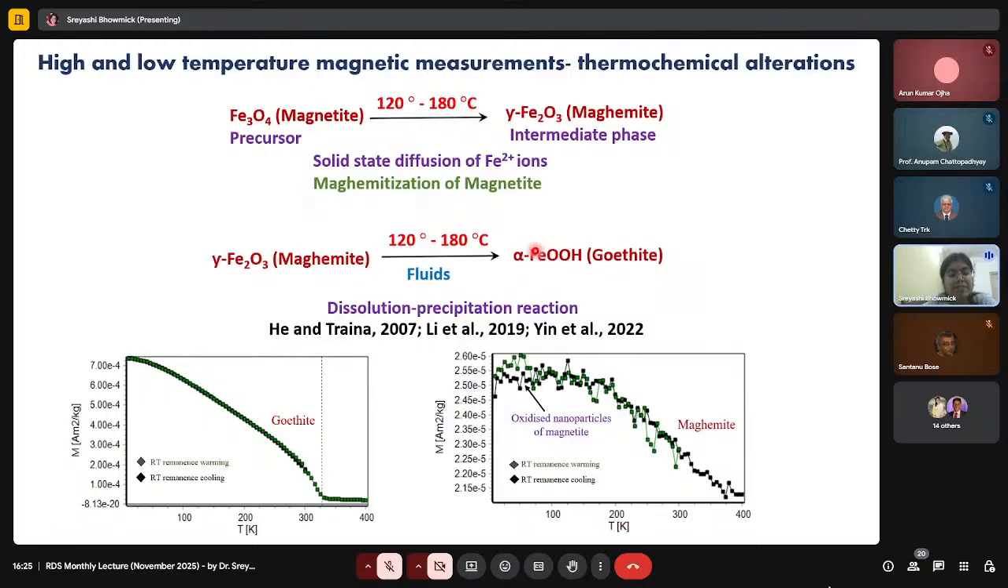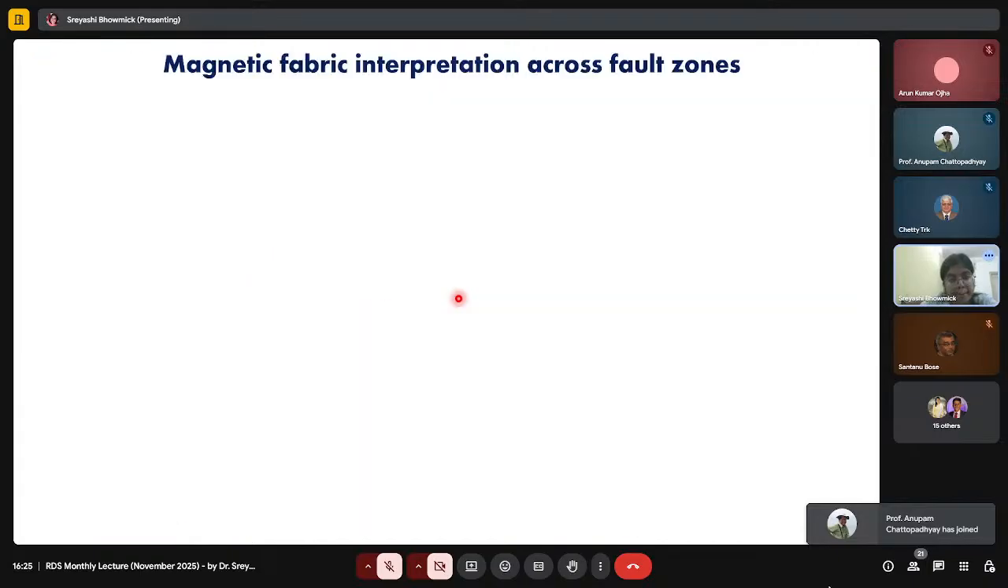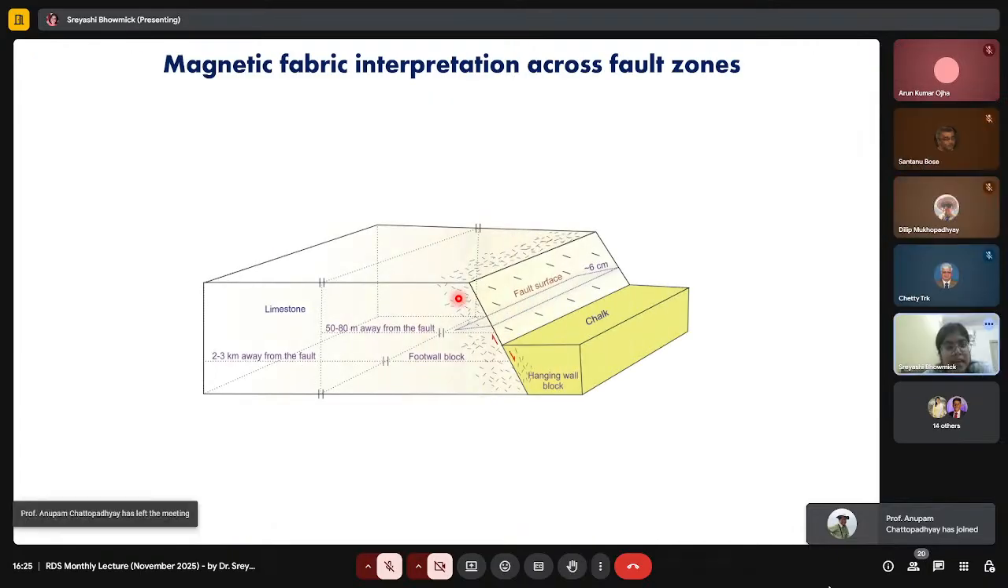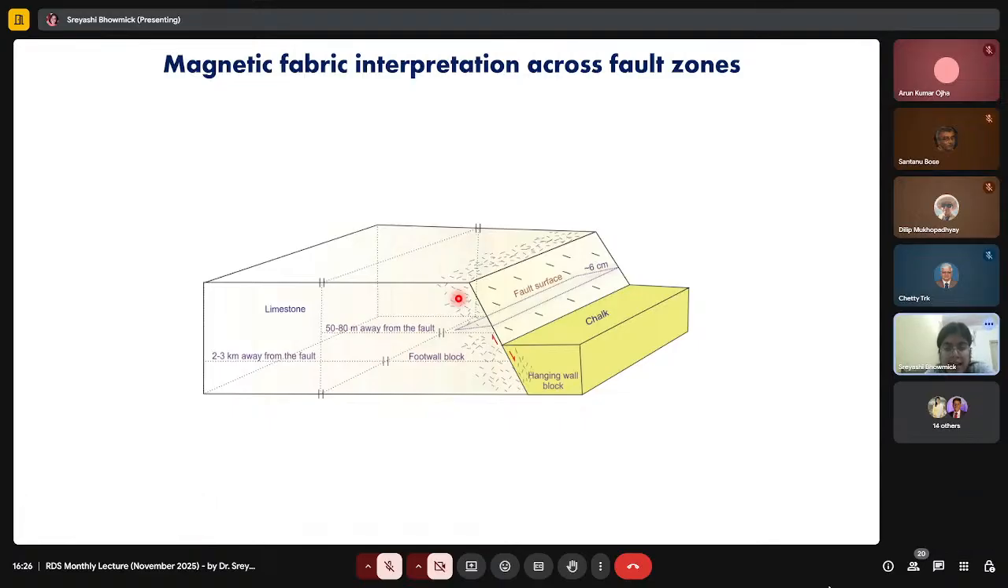Now, here it also gives an indication for fluid activity along the fault surface. Now, I will move on to the magnetic fabric interpretation across fault zones. Now, why is this important? As I already discussed, we have very few strain markers along the fault surface, and the magnetic fabric helps us to identify variation of strain field across the fault zone.